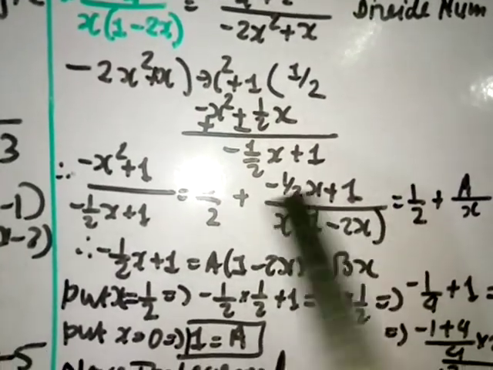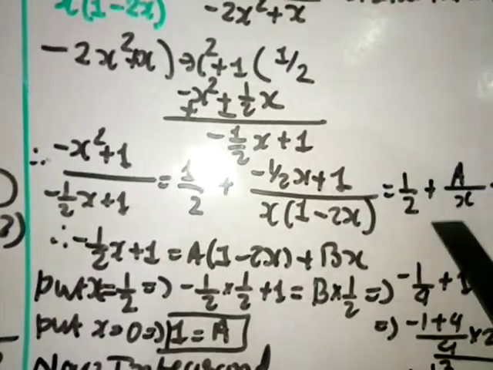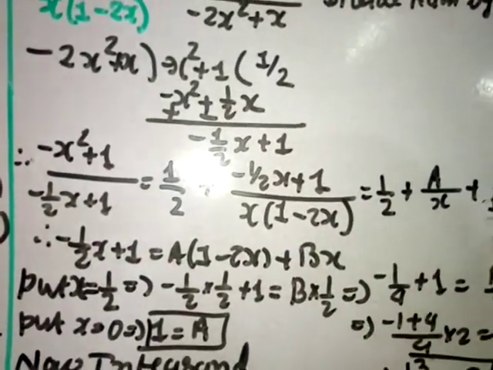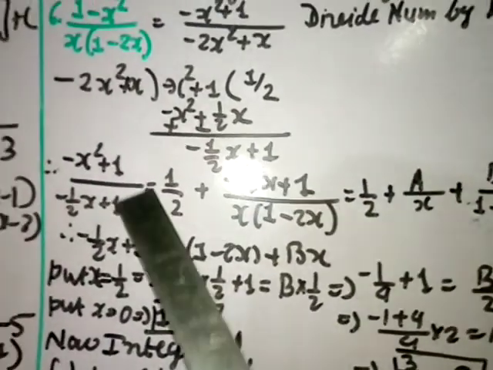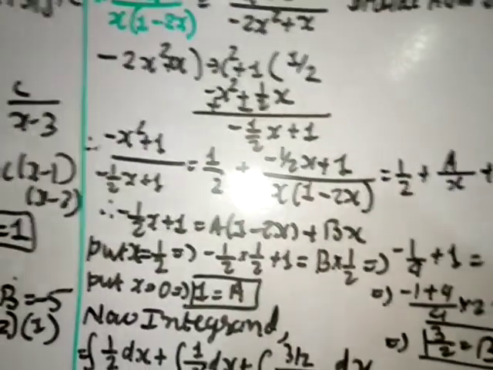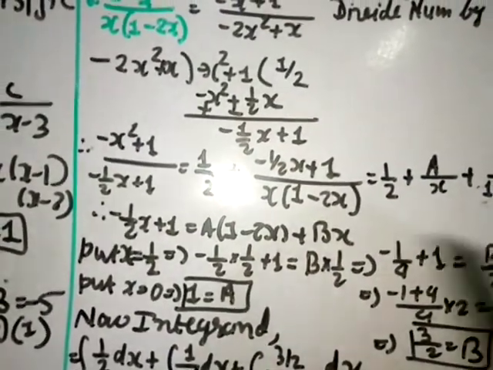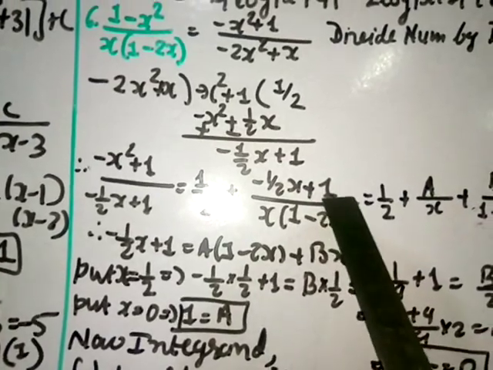So now here it is proper and this integral is direct. So this can be written as a by x plus b by 1 minus 2x. These we are going to use partial fractions for, not for the first one. 1 by 2 is a constant, its integral is direct. So now let us check it. This one I am not checking, I'll check only for this.